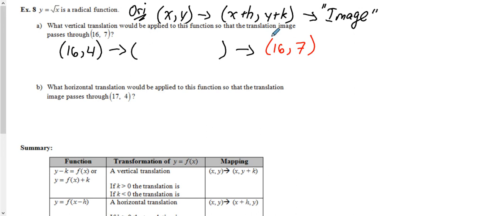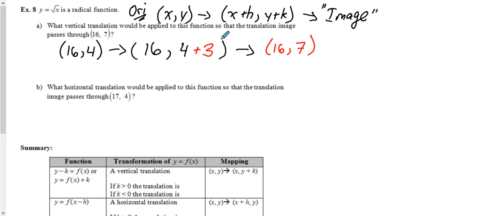It looks like my x's did not change, so 16 should stay right here. Nothing to it. I'm not doing anything to it. I have my original 4 here. I need to do something to this 4 to get to 7. Really, it's going to be plus 3. This plus 3 is going to be this k value. So I got 4 plus 3 equals 7. So that means I have a vertical translation up 3 units. And that's basically what I'm going to write down.